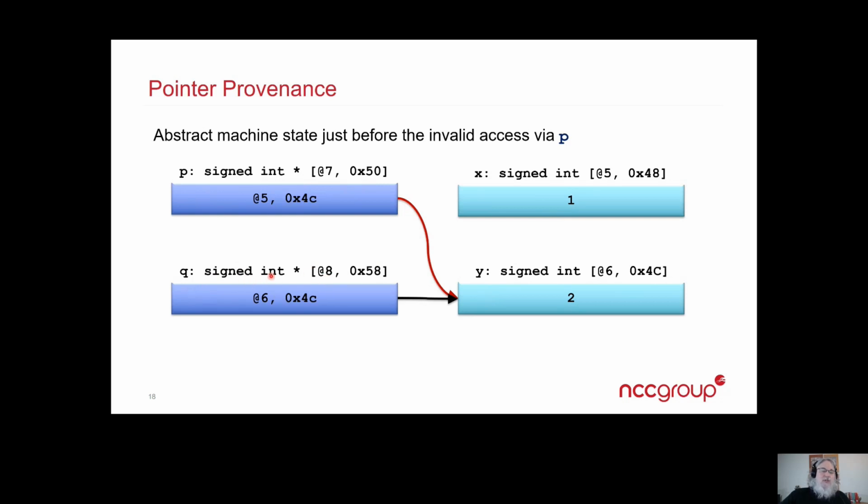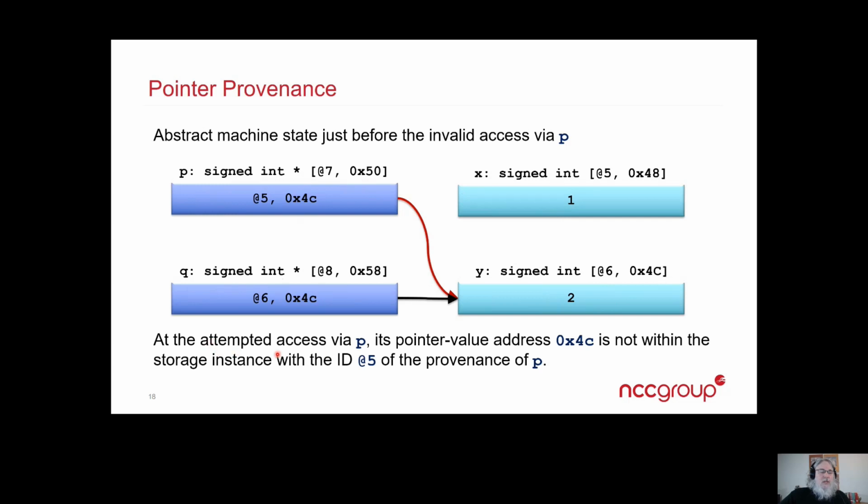And we have Q, which has its own unique ID 8. It's also a signed integer pointer. It's at a unique address, which is 58. And this Q is initialized to point to object 6, which is Y, and it contains the address of Y. And so you can see in this case that P has a pointer value that's sort of inconsistent with the object it's supposed to be referring to.